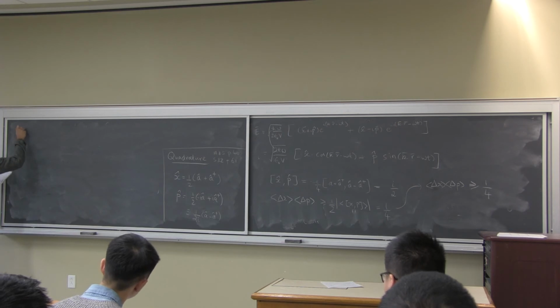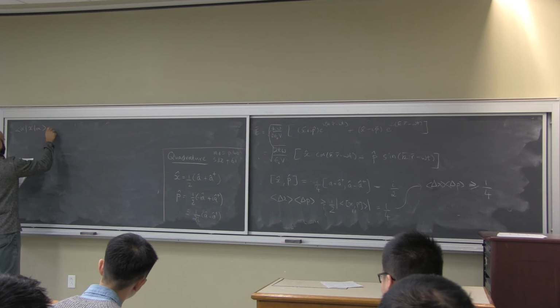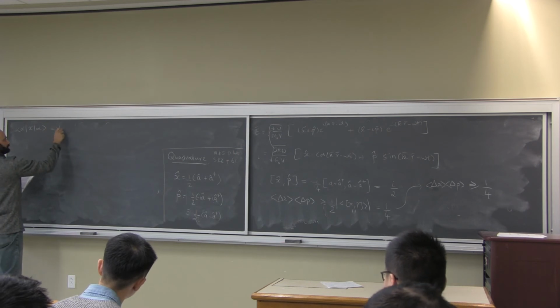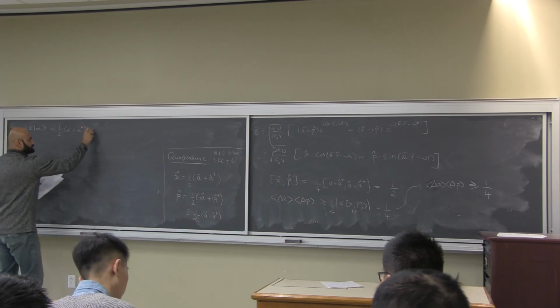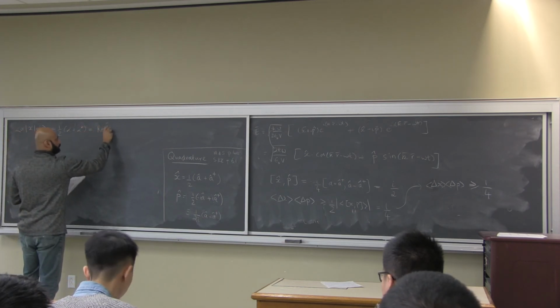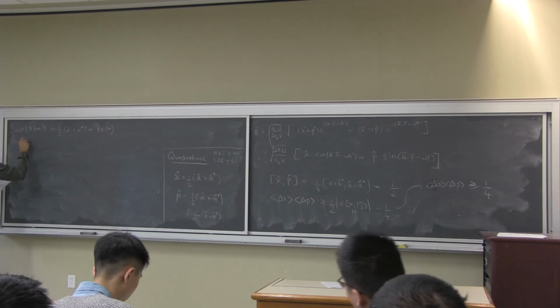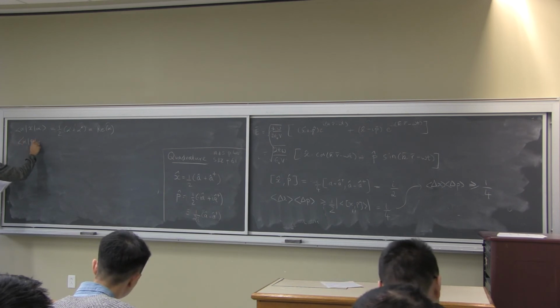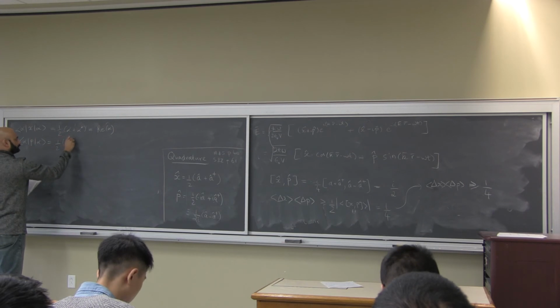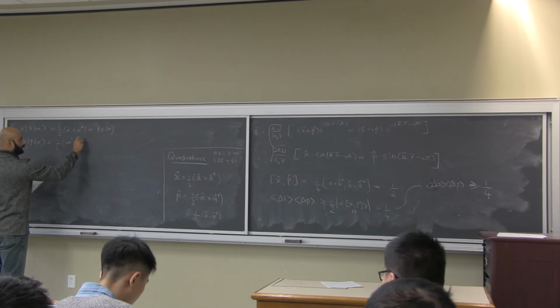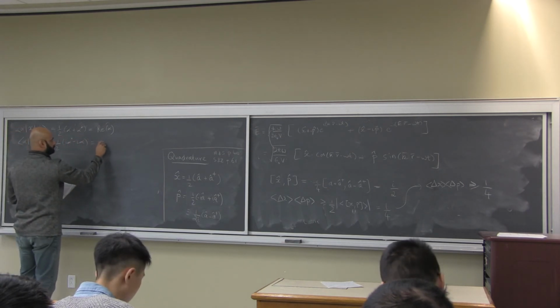So alpha x alpha is going to give me, because of the definition, half of alpha plus alpha star, which is simply the real part of alpha. And alpha p alpha is going to be 1 over 2i times alpha star minus alpha, which is just the imaginary part of alpha.